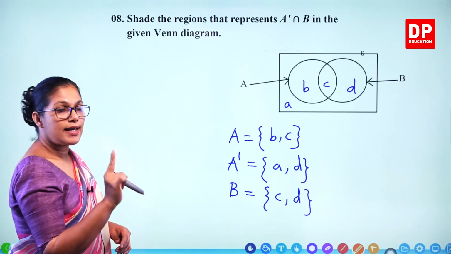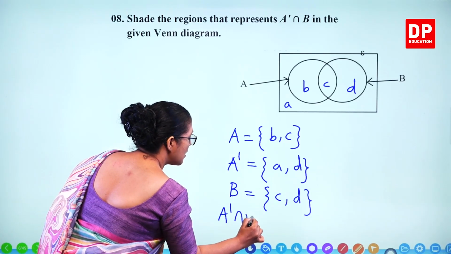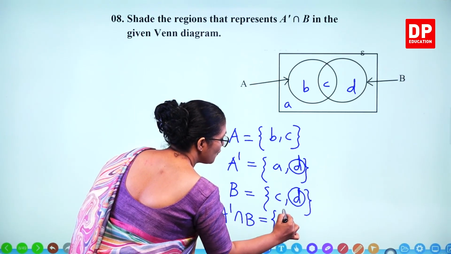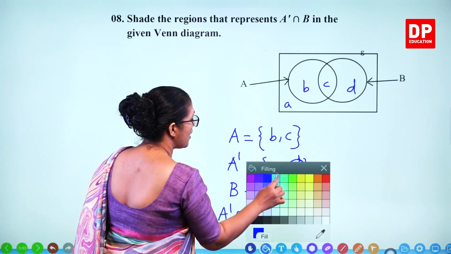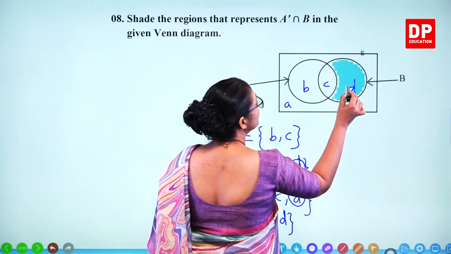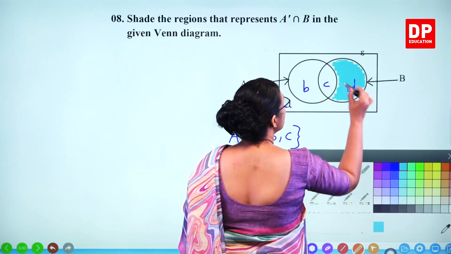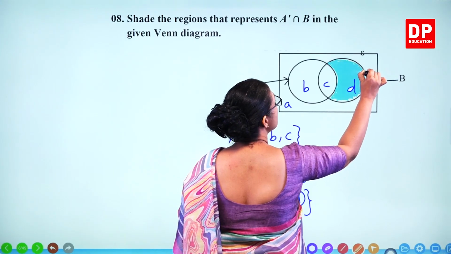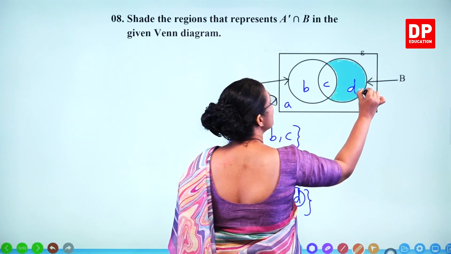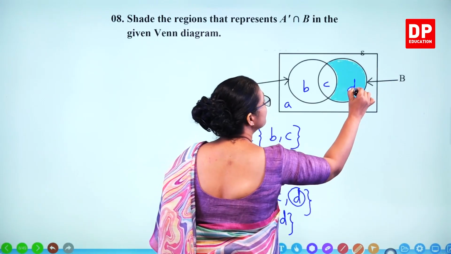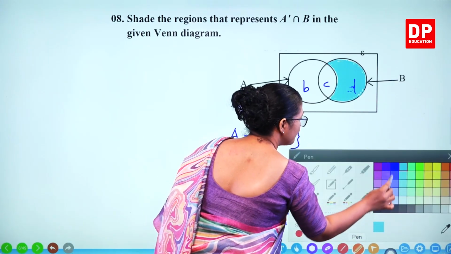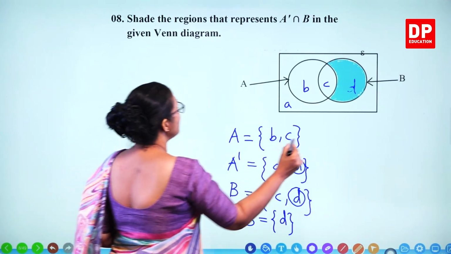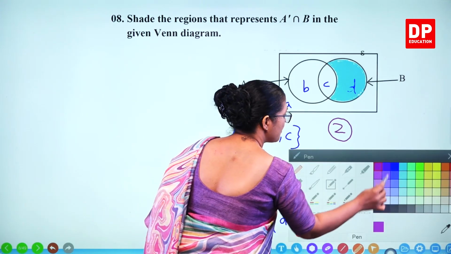Now, A dash intersection B means only the common one. D is common. So we have to shade only the D part. So we get this part. That's A dash intersection B. This part. So you get 2 marks for identifying the correct region.